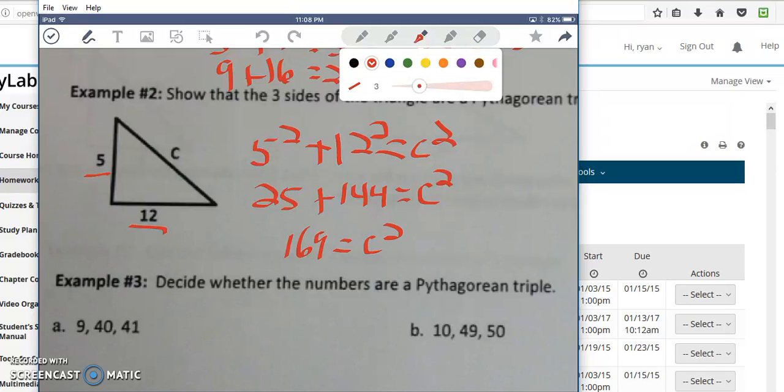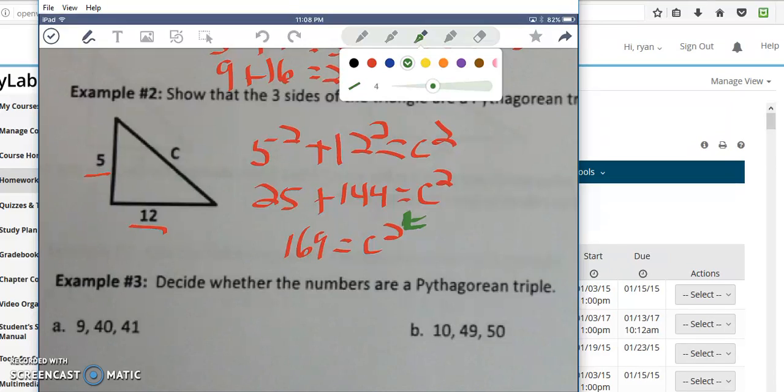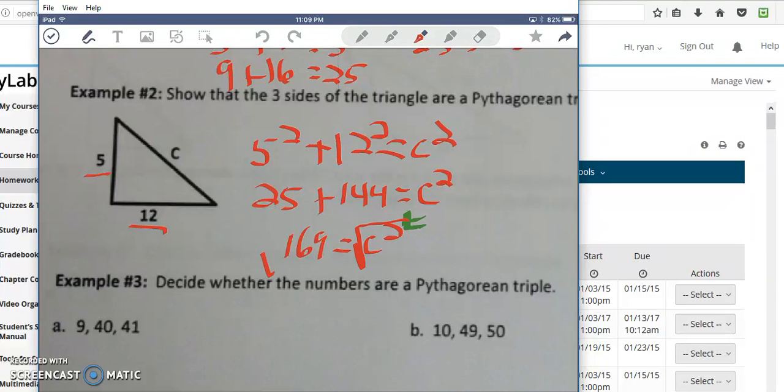And to get rid of this squared, we have to do the opposite of squaring something. The opposite of squaring something is square rooting. So we take the square root of both sides. c squared just becomes a regular c. And then the square root of 169 is 13. That is a whole number. Therefore, now we have a Pythagorean triple, everything being a whole number. So that's us showing that we have a Pythagorean triple in this problem.